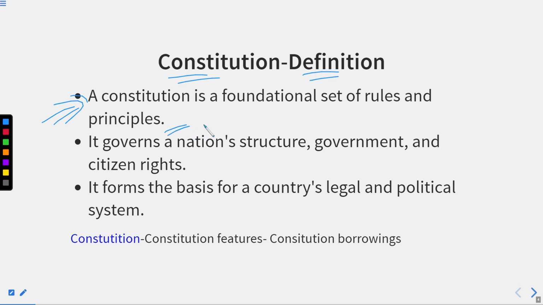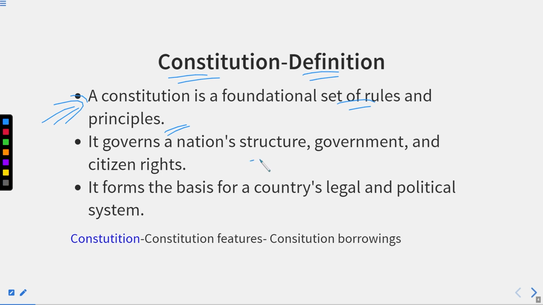It means that it is basically a guidebook. Every set of rules and principles has been mentioned in the constitution. It governs nation structure, government and citizen rights. As I have told you, almost every action of the government is pre-planned. Every rule and procedure has been listed out in the constitution.